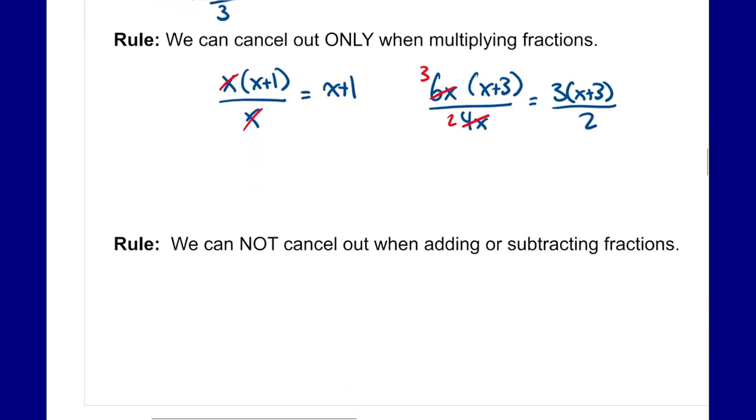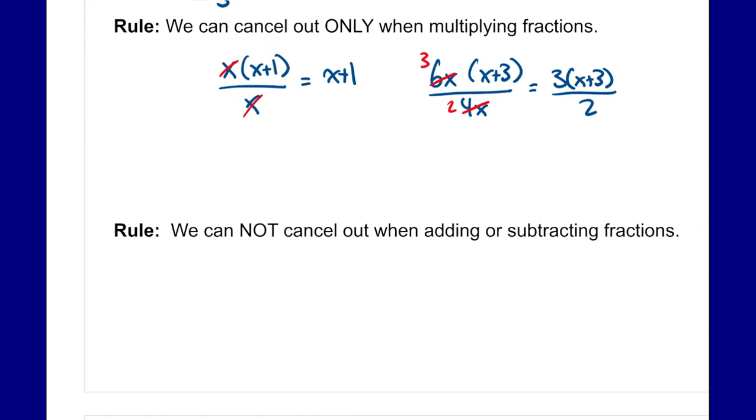We cannot cancel out when adding or subtracting fractions. So what we mean by that is if I have x plus 8 divided by x, I can't just say, oh, those are gone. We can't do something like that. Same as if we had 2x plus 3 divided by 4x. I can't just simplify these and cancel those out and be left with 3 over 2. So if I'm adding, which we see happening here and here, right, or subtracting within our fractions, we can't cancel out.